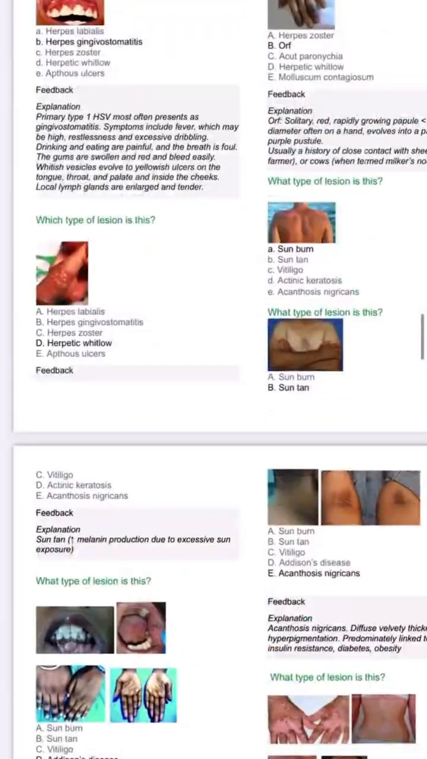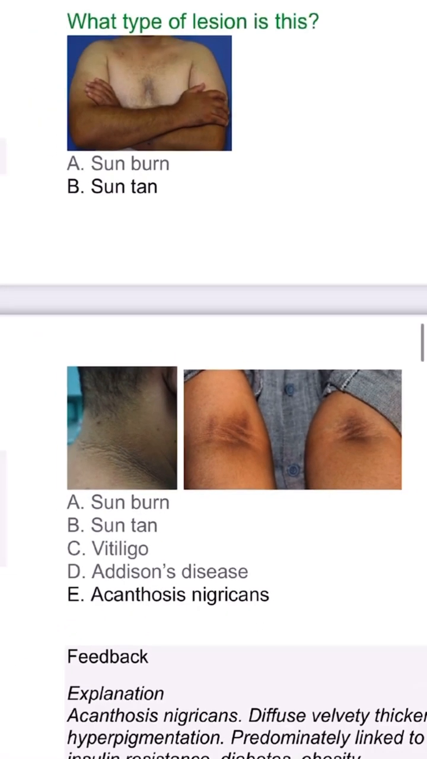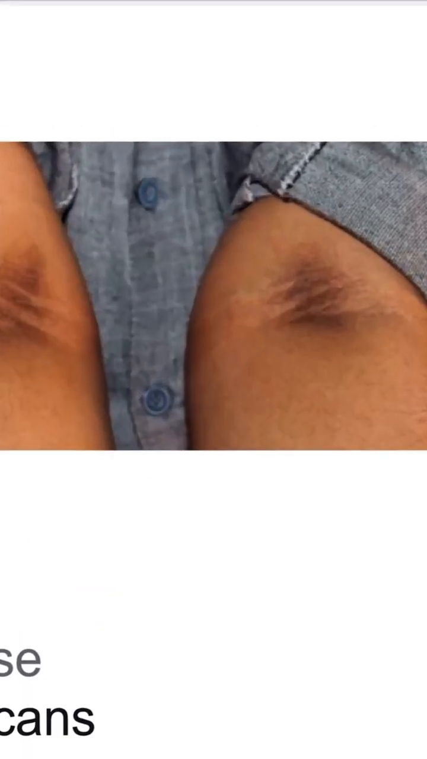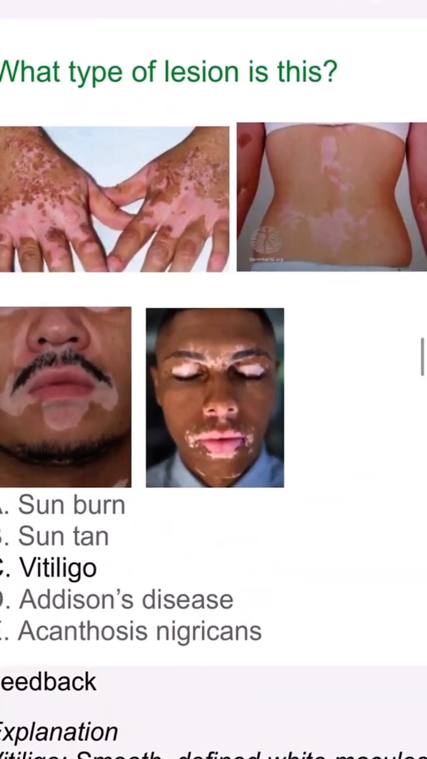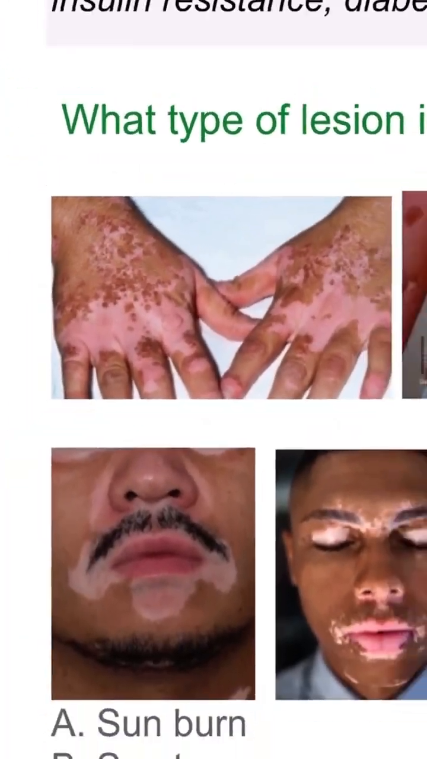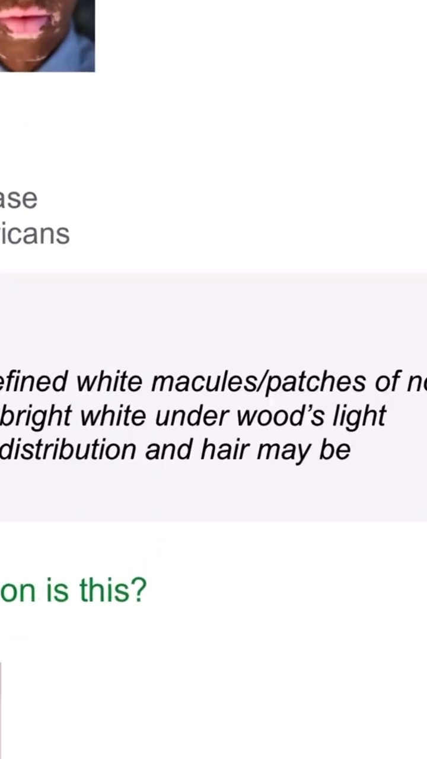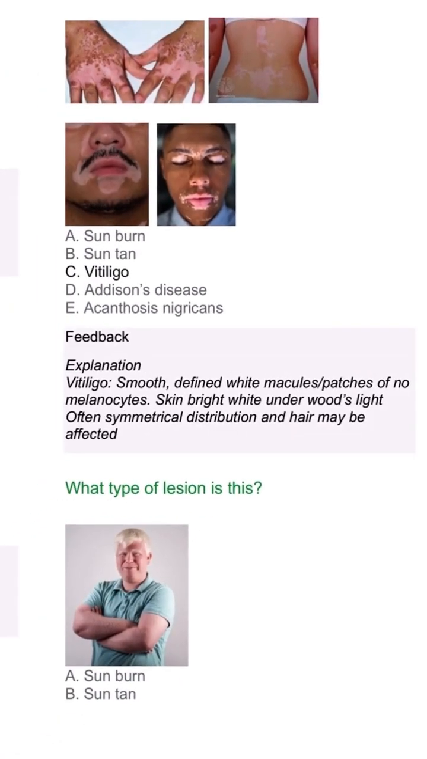What type of lesion is this? Acanthosis nigricans, common in diabetics and hypothyroidism patients. Diffuse velvety thickening and hyperpigmentation, predominantly linked to a state of insulin resistance, diabetes, obesity. So acanthosis nigricans. What type of lesion is this? Vitiligo. Smooth, well-defined white macules with no melanocytes, skin bright white under Wood's light. Often symmetrical distribution, and hair may be affected.